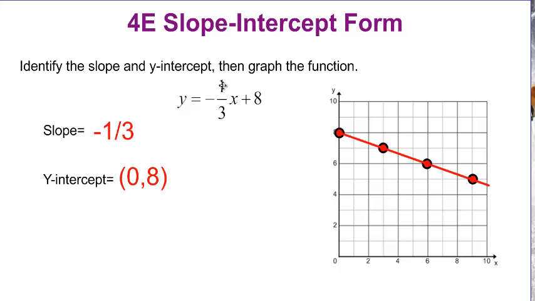Our slope here is -1/3, and our y-intercept is the point 0, 8. So if we look at our graph, we graph the point over 0, up 8, and then we move down 1 to the right 3, down 1 to the right 3, and we can follow that pattern to get more points on our line.